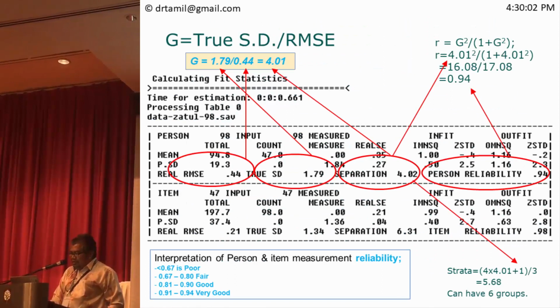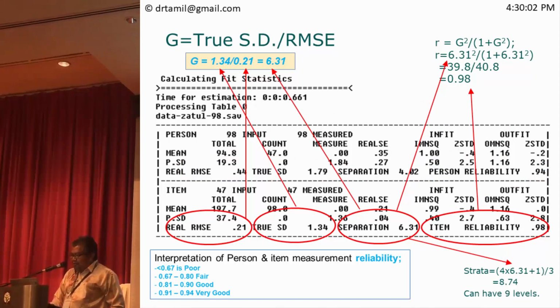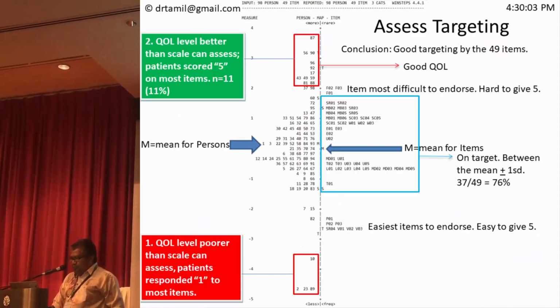So the relative index is 0.94 for persons and 0.98 for items. And for 0.94, the interpretation is the same as Cronbach's alpha, which is, it is very, very good. This is another advantage of using Rasch.